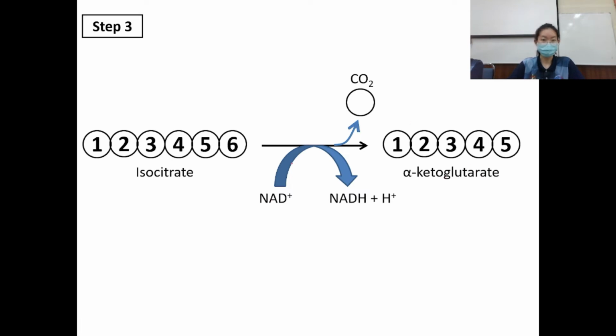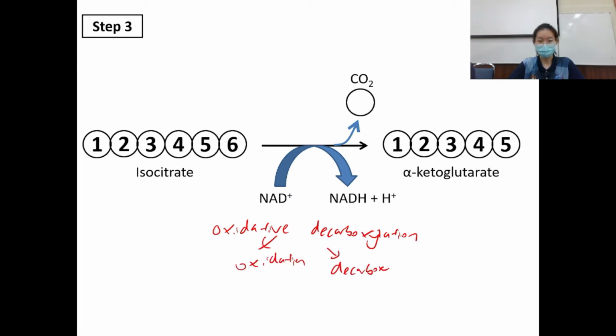At here, the process that occurs is called oxidative decarboxylation. It is the combination of oxidation and decarboxylation. The isocitrate undergoes oxidation because isocitrate releases 2 hydrogen ions. And these hydrogen ions are accepted by the NAD+, and NAD+ turns to NADH. Meanwhile, the isocitrate also releases carbon dioxide. So, after the oxidation and decarboxylation, the isocitrate becomes alpha-ketoglutarate.